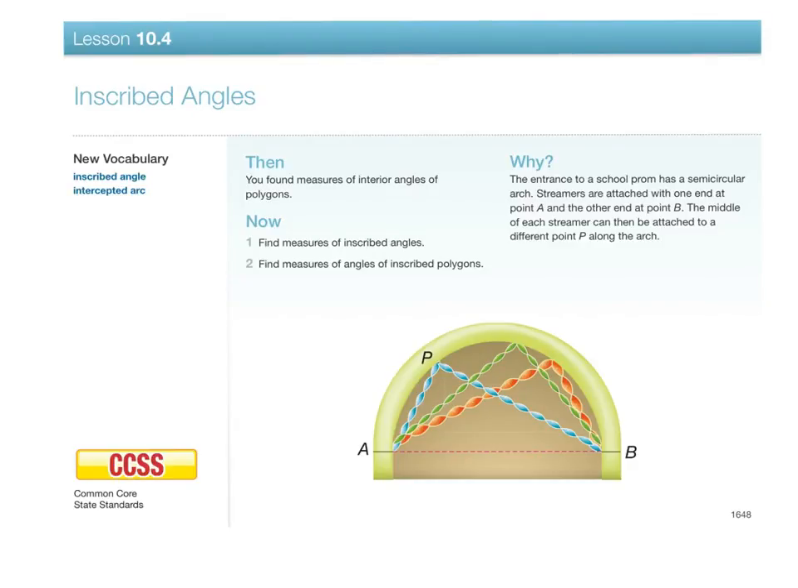Okay, 10.4, inscribed angles, two new vocabulary, inscribed angle and intercepted arc. An inscribed angle, if you're looking at the diagram, would be P because it's where two chords meet. And then the intercepted arc will be the arc that's associated with it, going in whatever direction the question asks.